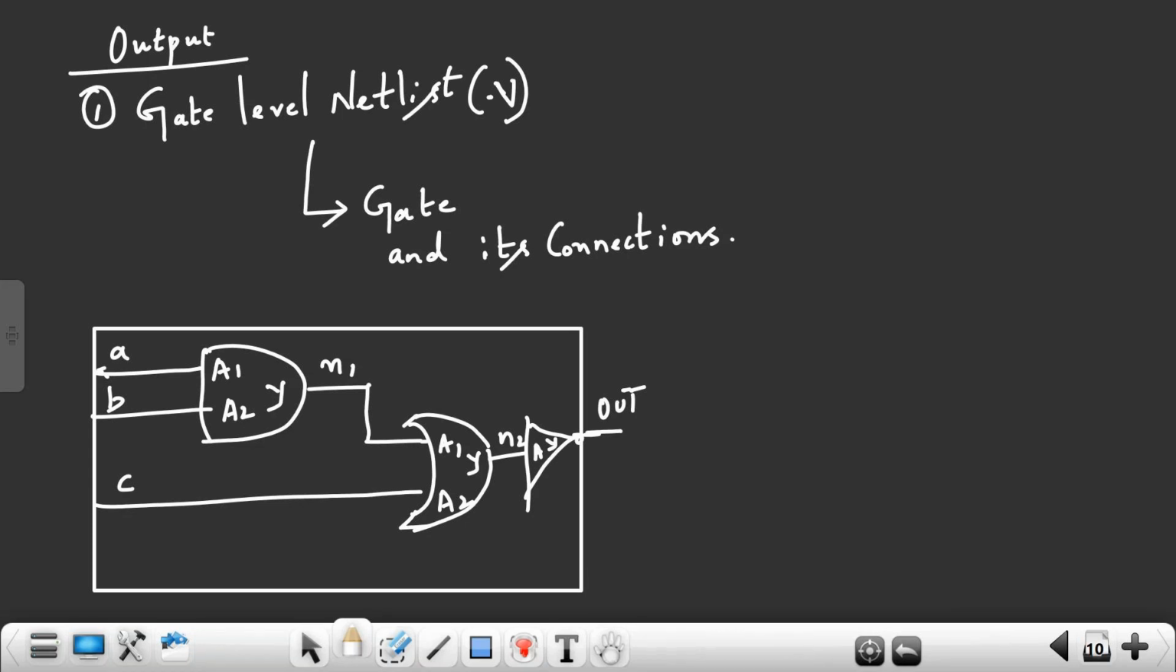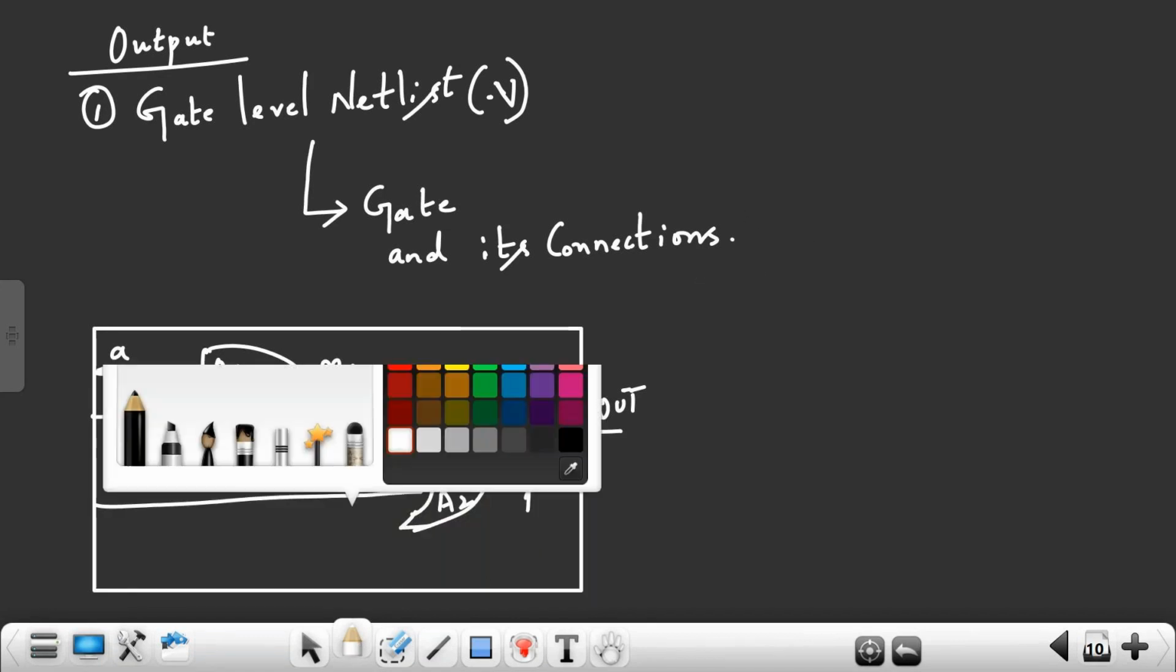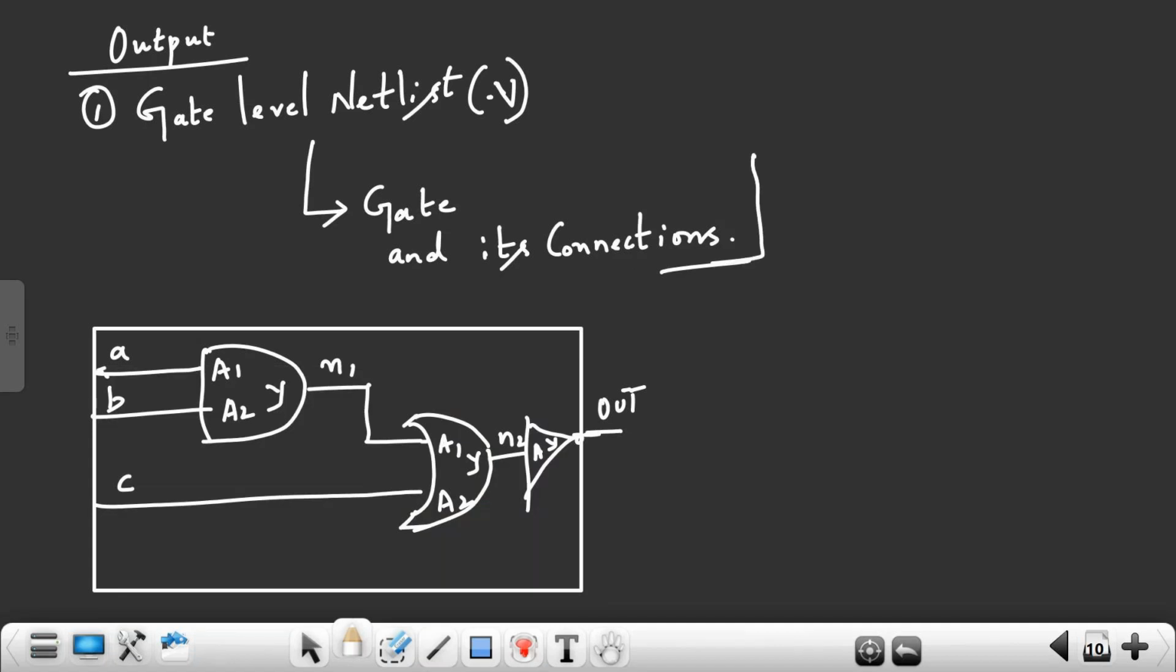Then how to write the gate level netlist for this? You write the same Verilog code. How do you start the Verilog code? Module. You will give the module name. I'll give some module name as temp, a temporary module. What are the inputs you will mention? A comma, B comma, C, and the output is out.